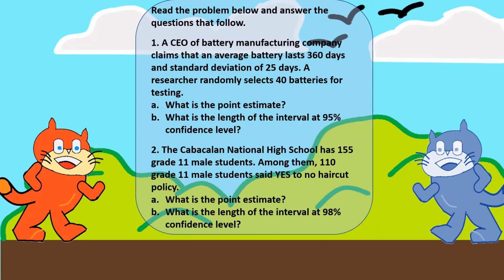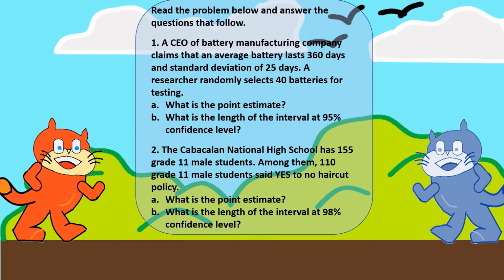Read the problem below and answer the questions that follow. Number 1. A CEO of a battery manufacturing company claims that an average battery lasts 360 days and a standard deviation of 25 days. A researcher randomly selects 40 batteries for testing. A. What is the point estimate? And B. What is the length of interval at 95% confidence level?